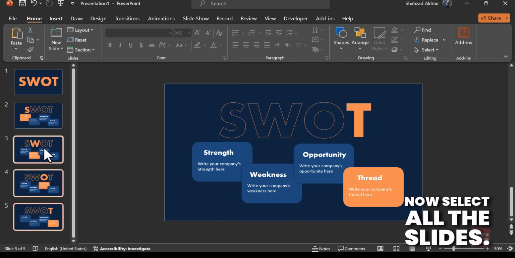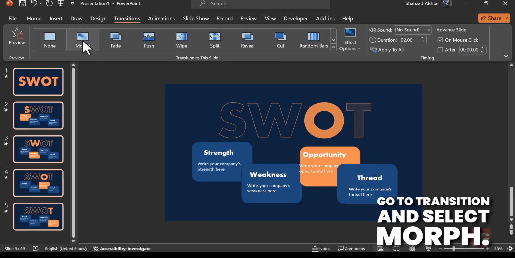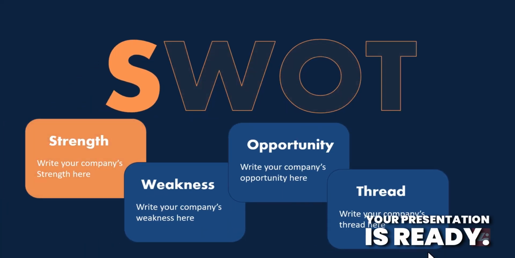Now select all the slides, go to Transition and select Morph. That's it. Your presentation is ready.